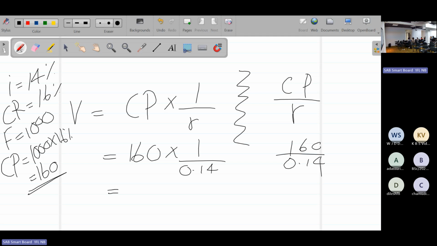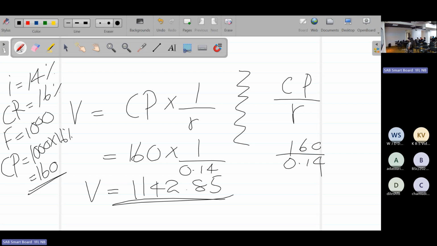Black color t-shirt, last row. Yes. What's the value for the perpetual bond? 1,142. 1,142.85. So this is the value of the bond if it is a perpetual bond.